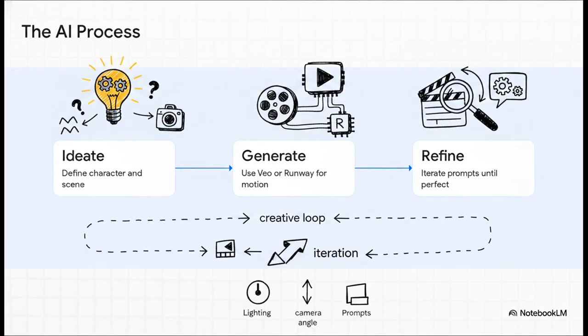To summarize the broader creative loop, master this simple 3-step process. First, ideate exactly what you want. Second, generate it using high-fidelity tools like Veo or Runway. And third, relentlessly refine your prompts. Iteration is exactly where the magic happens, guys. You tweak that lighting, you adjust the camera angle, and you regenerate until you've achieved absolute total cinematic control.